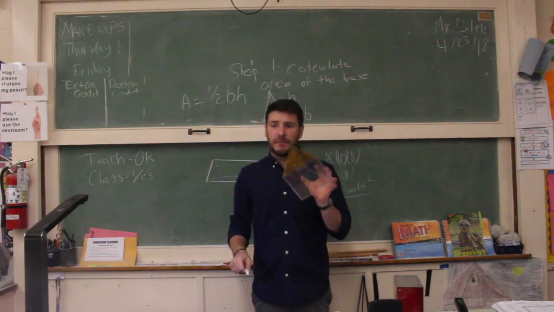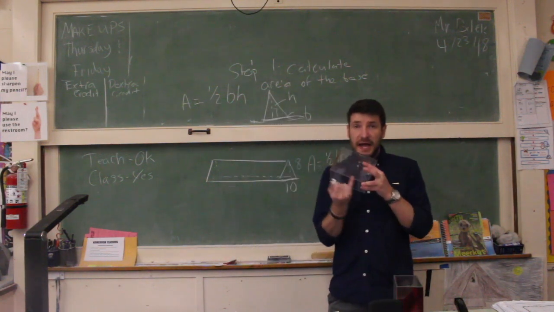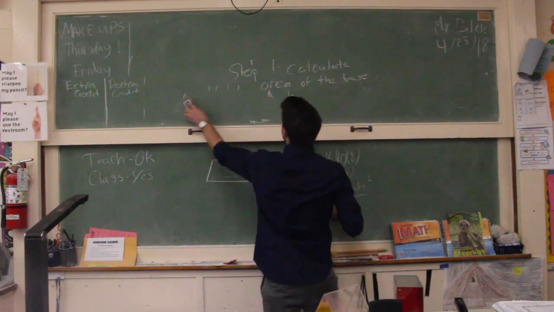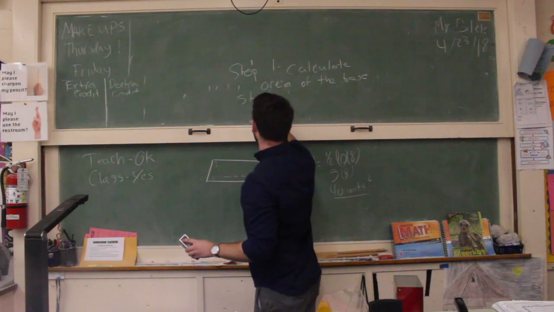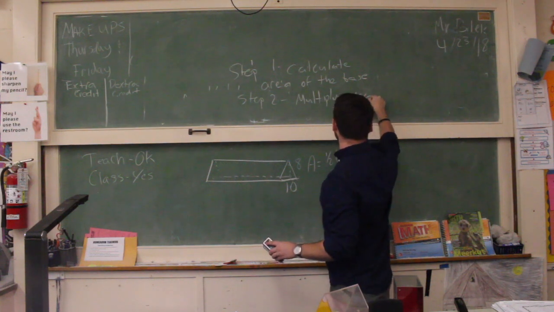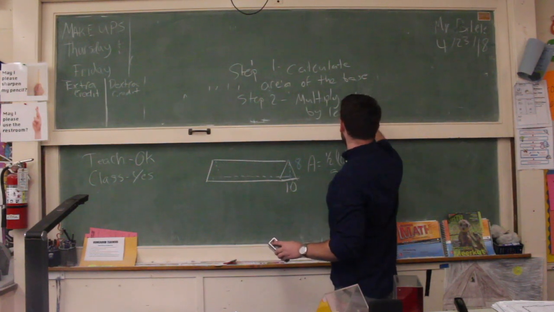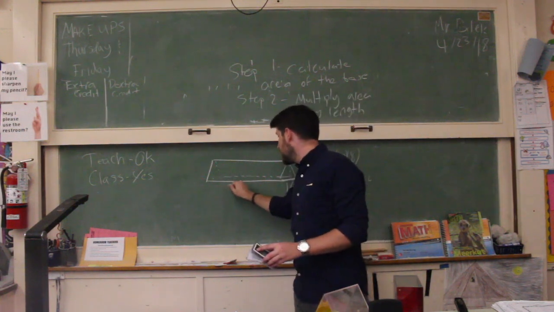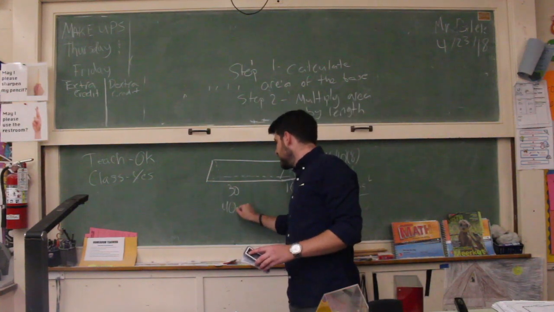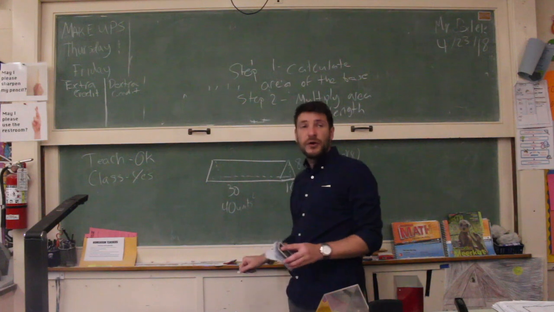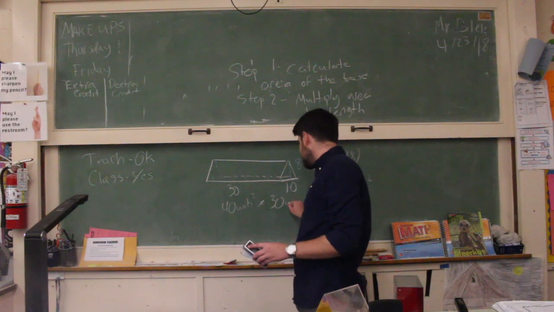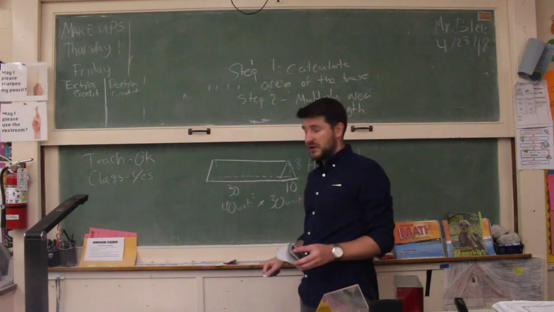Now that we found the area of our base, we need to multiply that by our length. That's our next step. We'll write that down. Step 2, multiply area by length. In this case, our length is going to be 30 units. So we're going to multiply 40 units squared, the area of our base, by our length, which is 30 units. And that's going to give us our answer.